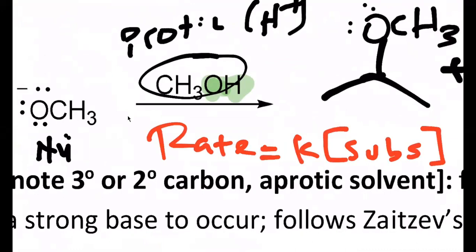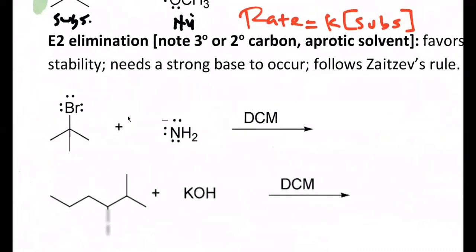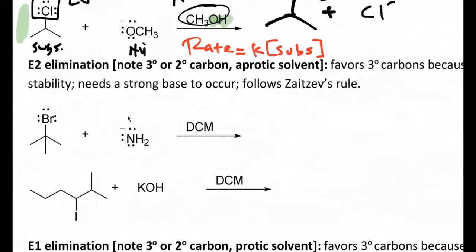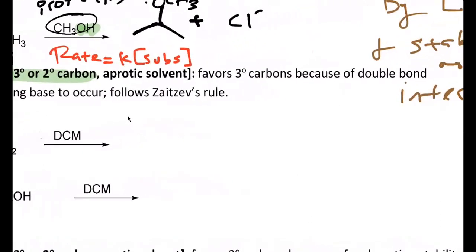All right, let's jump down to the E2. So elimination is, again, we're talking about the formation of a pi bond in the product. So here are some of the factors that favor E2, right? Tertiary or secondary carbons. It can happen on a primary too, that's not the issue, but it favors tertiary carbons because the alkene that you get from a tertiary carbon is going to be more substituted.